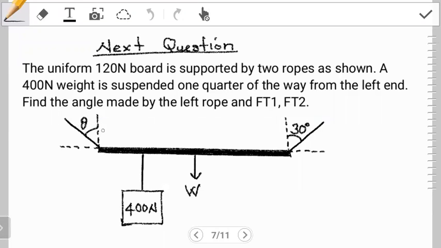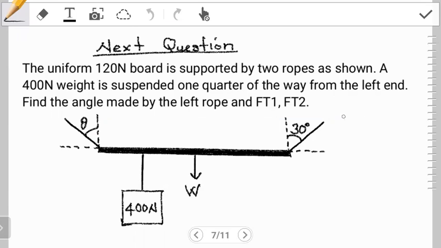One of the things that we'll try to determine is the angle that the rod on the left end makes. And then apart from that, we also want to determine what FT1 is. So the tension FT1 is this side.